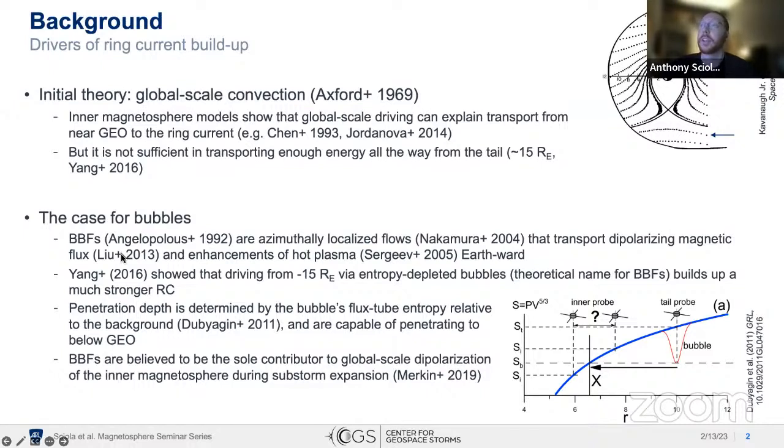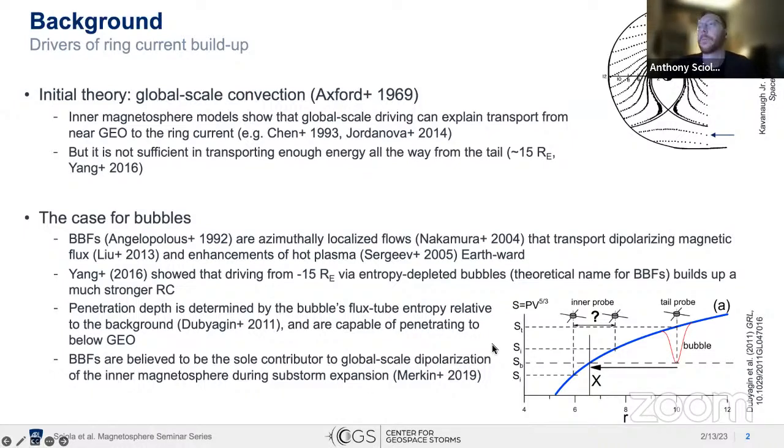Yang 2016 showed that as opposed to driving through the global scale field, driving via entropy depleted bubbles, which is sort of the theoretical description for BBFs, builds up a much stronger ring current. It can explain the type of ring current we see during storm time. A major factor of these bubbles is that their penetration depth is determined by the bubble's flux tube entropy relative to the background. And this makes them capable of penetrating all the way down to geo if their entropy is low enough. And here's just a simple schematic of that on the right, where blue is the background flux tube entropy, and then a bubble with depleted entropy will propagate in until it reaches equilibrium.